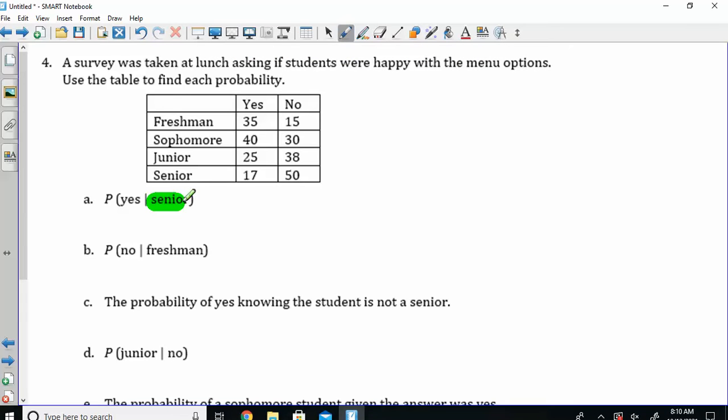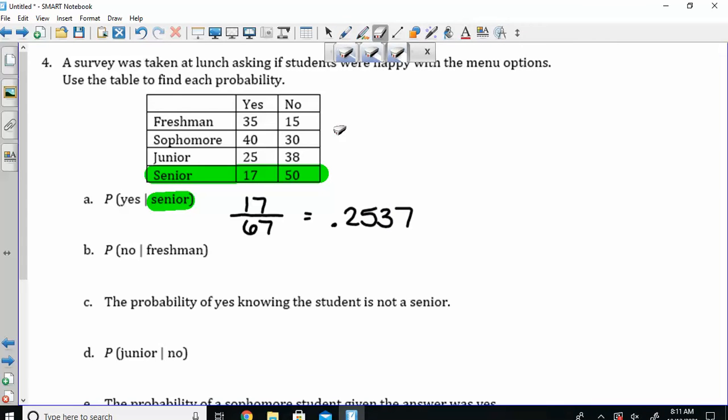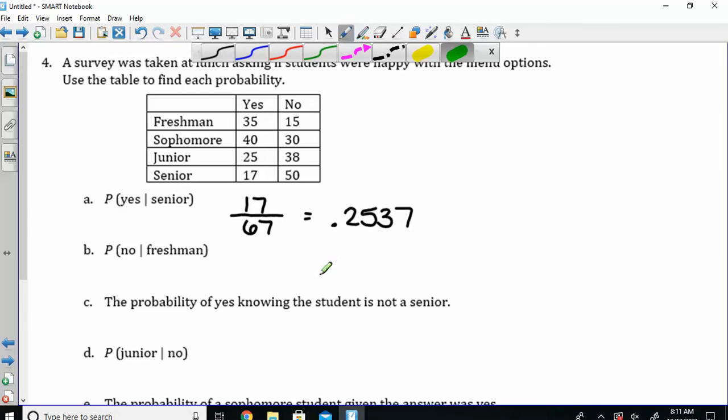When I say the probability of yes, given senior, the senior is my denominator. And that is all I'm looking at in this table. So how many seniors do we have? 67. And then only looking at those seniors, how many said yes? 17. So you get 0.2537.